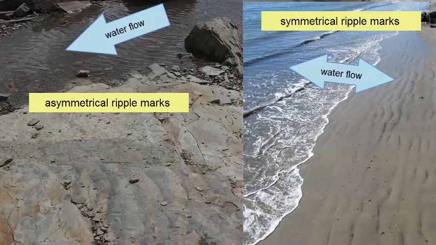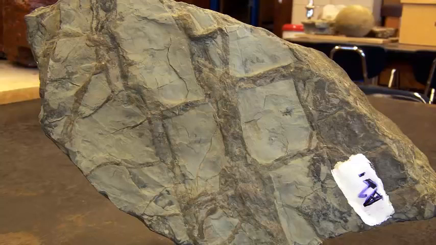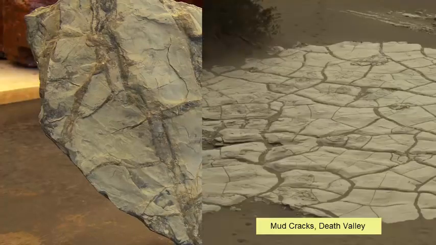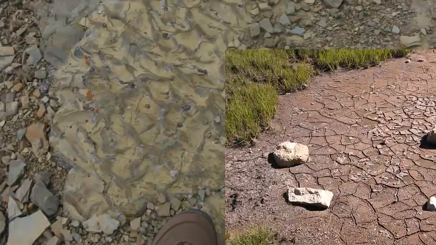And what about these? What are these? Fossilized mud cracks. Here we can see a recent sample from Death Valley. So these muds used to be part of a dried-up river or lake bed in a dry climate.